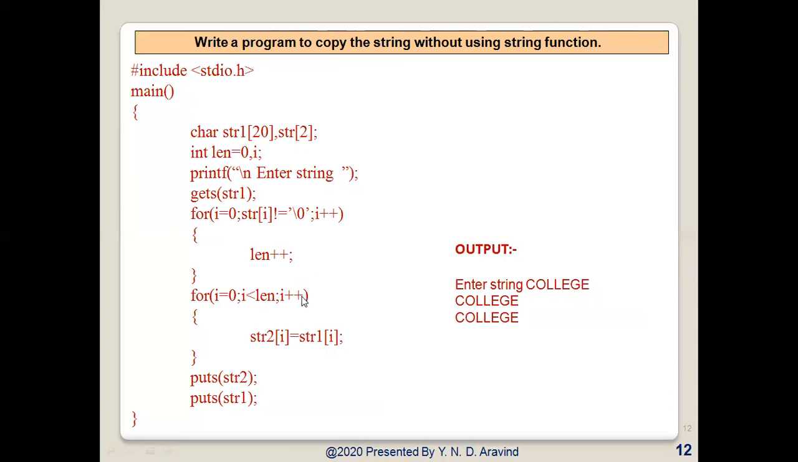So for each i, for i is equal to 0, str2 of 0 will be stored with str1 of 0. That is, C will be stored with C, O will be stored with O, L will be stored with L. So when I am using the puts function, puts str2, since I have copied string 1 into string 2, it is displaying college. After displaying college, it comes into a new line. So the second puts, str1, will be displayed in the new line. Once after putting this value, the cursor comes to the new line automatically.